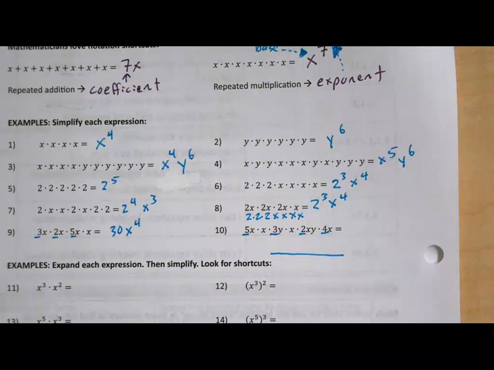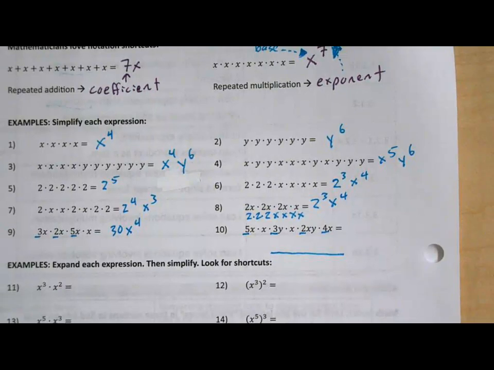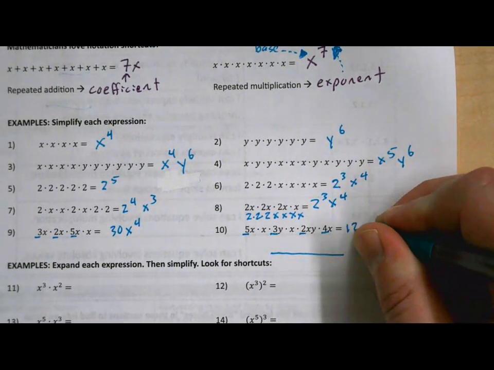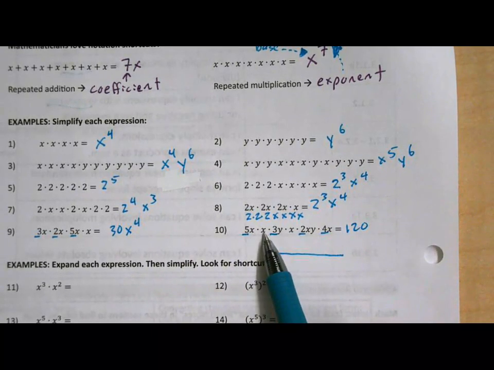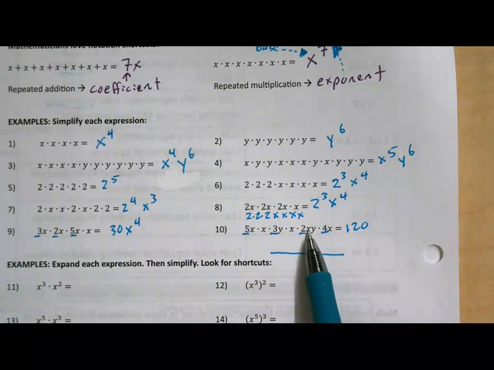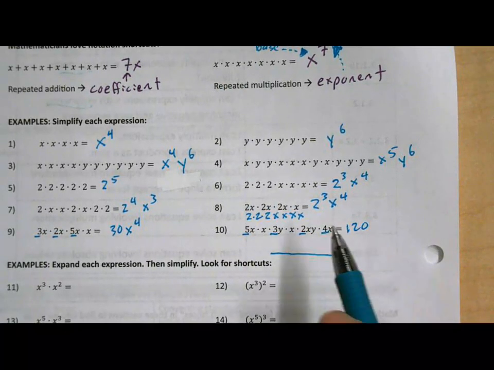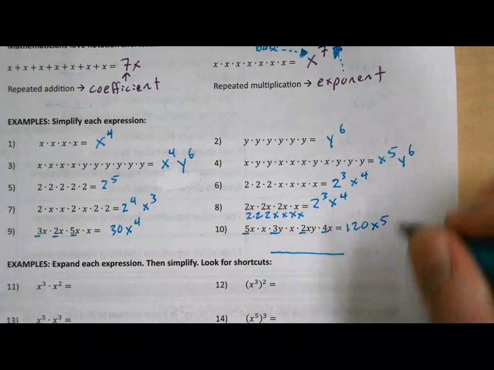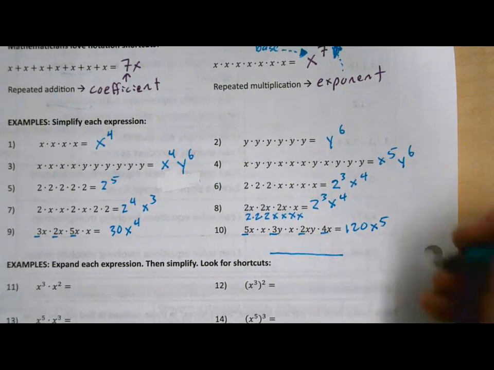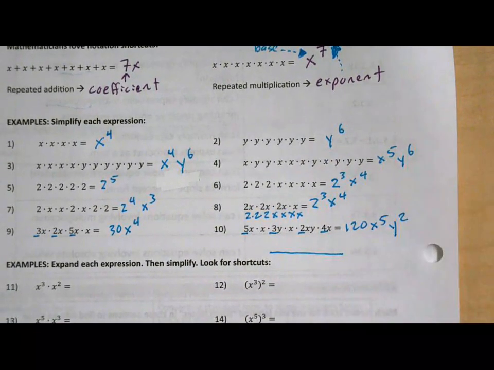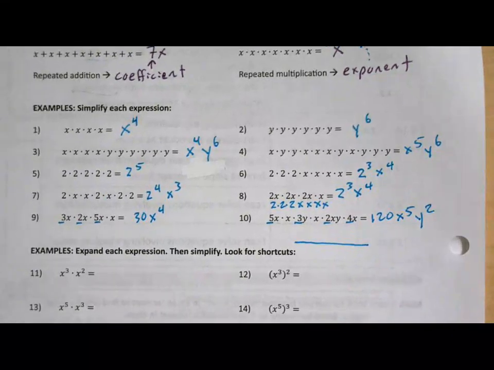5 times 3 times 2 times 4 is, I want to say, 3 times 4 is 12. 2 times 5 is 10. 10 times 12 is 120. 120 for my coefficients. And then I got some x's. How many x's? 1, 2, 3, 4, 5 x's. And then how many y's? 1, 2, just 2 y's. And that would be my final answer there.